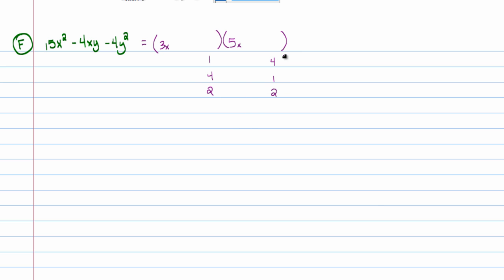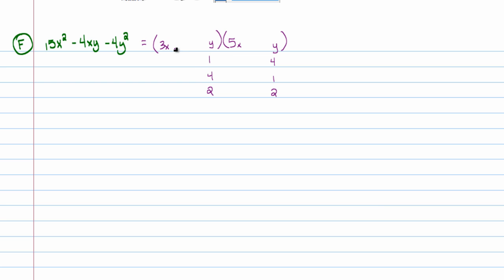And now I'll just check real quickly. I have 3 times 4 is 12. 1 times 5 is 5. So 12 and 5, there's no way to combine those two to get me that middle term, so that's kind of done for. By the way, I'll need y's here. 3 times 1 is 3. 4 times 5 is 20. 3 and 20, there's no way to combine those two, so you're kind of done there.